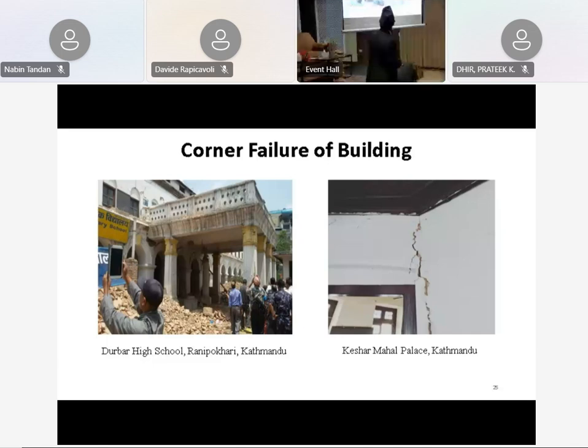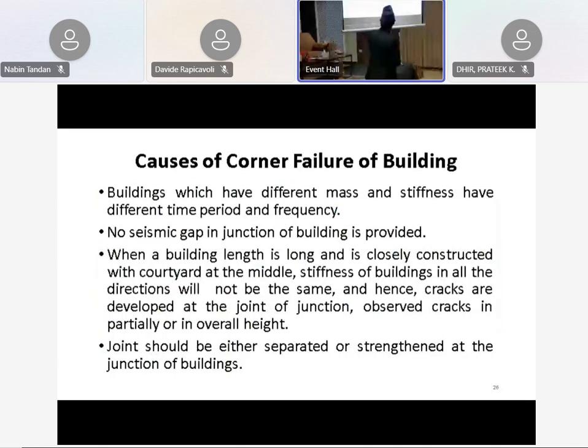Next, please. And these are different causes, mainly at the corners and where there are connections of one building in two parts, and in an earthquake in different directions, due to the different stiffness, the time periods are different and they move in different ways. That's why we can see this type of failure in most of the Darbar areas also.